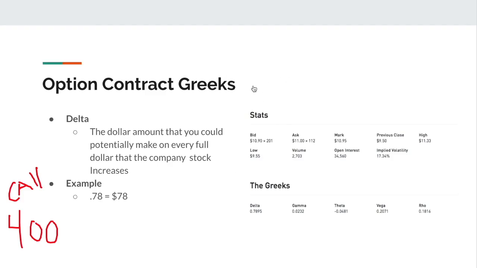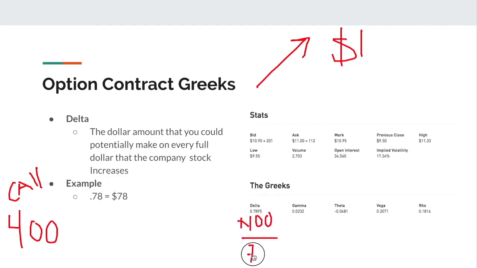So if the stock moves up by just $1, the way to determine how much money you would make is you multiply delta by 100. So you take whatever delta is and you multiply that by 100, and there you get $78. So for every whole dollar move, all other things being equal, you can make an additional $78 on the option that you had purchased. So that goes both ways. Now, if the stock goes down by $1, now you're going to be short $78.